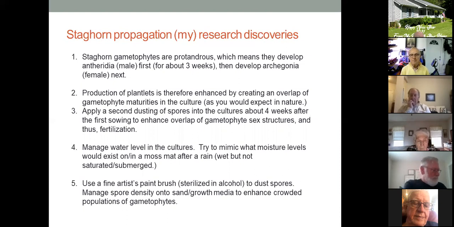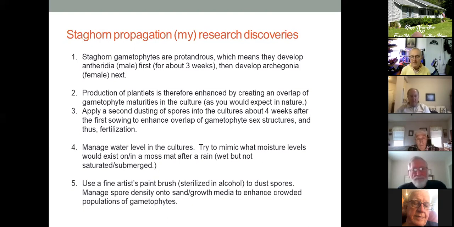So production of plantlets is enhanced by creating an overlap of gametophyte maturities in the culture, where I can guarantee there will be antheridia and archegonia present at the same time. So I very simply applied a second dusting of spores about a month after the first one. And this created a diversity of age of the gametophytes in the culture, similar to what would happen in nature.